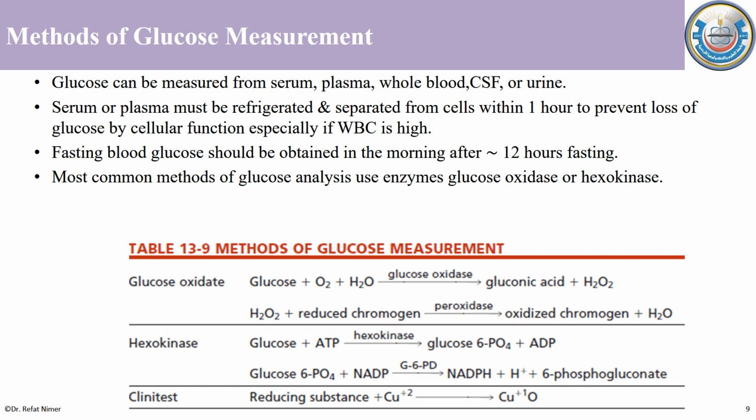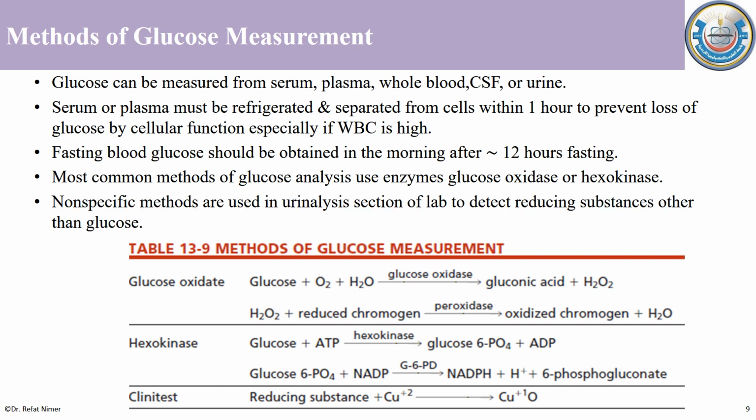We have non-specific methods used in the urine analysis section of the lab to detect reducing substances other than glucose. So the reducing substances are detected by doing what is called the Clinitest to detect reducing sugar in the urine, by reducing substances reducing copper +2 to form copper +1. This is the Clinitest for reducing sugar.